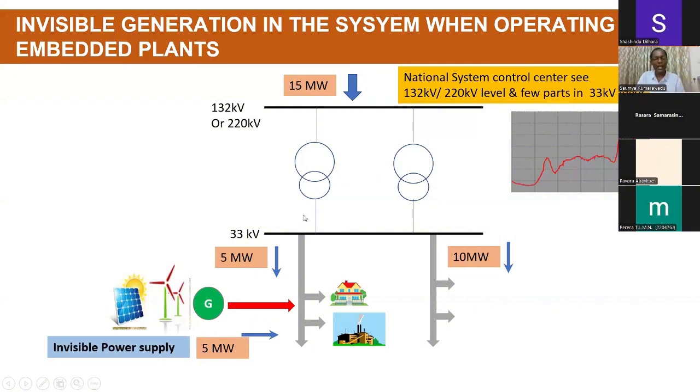Earlier there was a 10 megawatt demand here. Now the 10 megawatt demand is still here, but only 5 megawatts is fed by the transmission network. The other 5 megawatts is balanced from here. So at the transmission level, the system control center sees only 15 megawatts, but the actual power consumption is 20 megawatts here. So this is the invisible generation. We call this invisible generation because of distributed embedded generation.